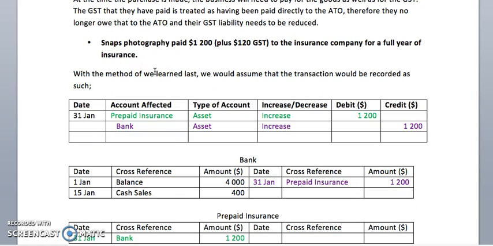Snaps Photography paid $1,200 plus $120 GST to the insurance company for a full year of insurance. With the method that we learnt last week, we would increase our prepaid because we're increasing the asset, as we have a future economic benefit that we're able to use, and decrease the bank. The bank needs to be decreased for $1,200. The prepaid insurance needs to be increased by $1,200. Debit, credit, both sides are equal.